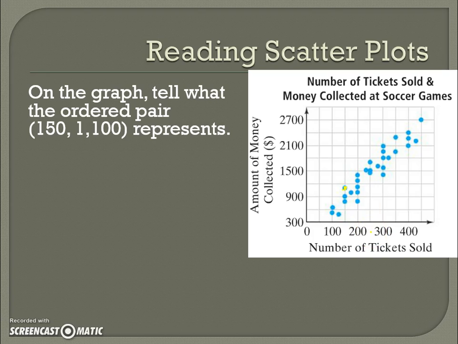Well, the 150 is going to be the number of tickets sold. So I would just write 150 tickets sold, and then I would say the amount of money that was collected for $1,100. All right, so the amount of money made for 150 tickets sold is $1,100. All we're doing is just looking at this graph and trying to pick out the information. Not very difficult. Here's one for you to try.